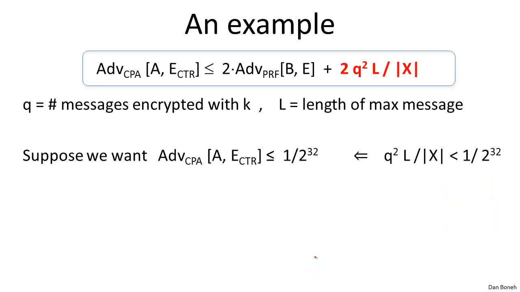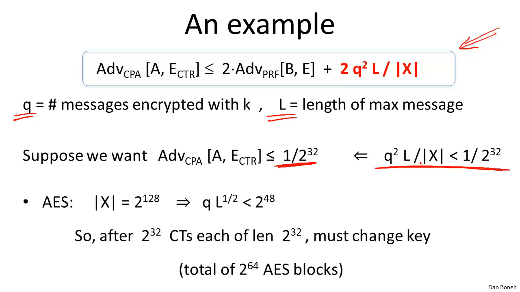Let's see a quick example of that. Here's again the error term for counter mode. Remember, Q is the number of messages encrypted with the key, and L is the length of those messages. As before, just as in the case of CBC, suppose we want the adversary's advantage to be at most 1 over 2 to the 32. That basically requires that Q squared L over X be less than 1 over 2 to the 32. For AES, if you plug in the values, X is 2 to the 128, for 128-bit blocks. So Q times the square root of L should be less than 2 to the 48.